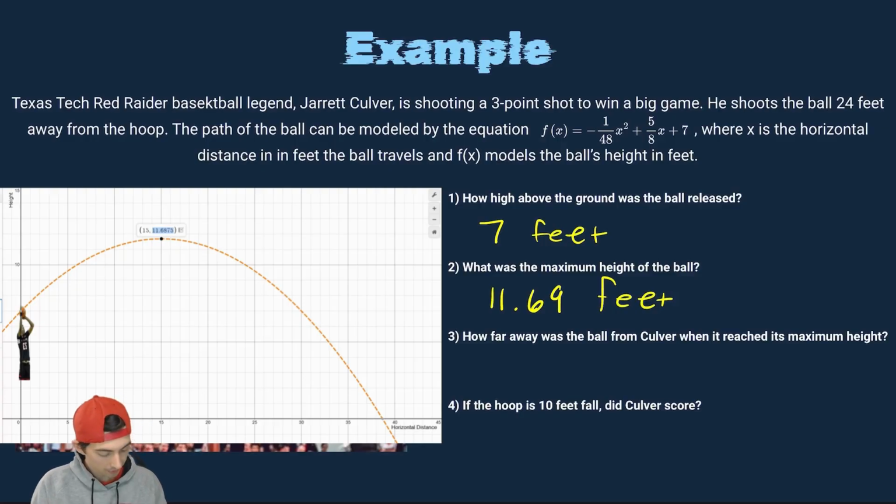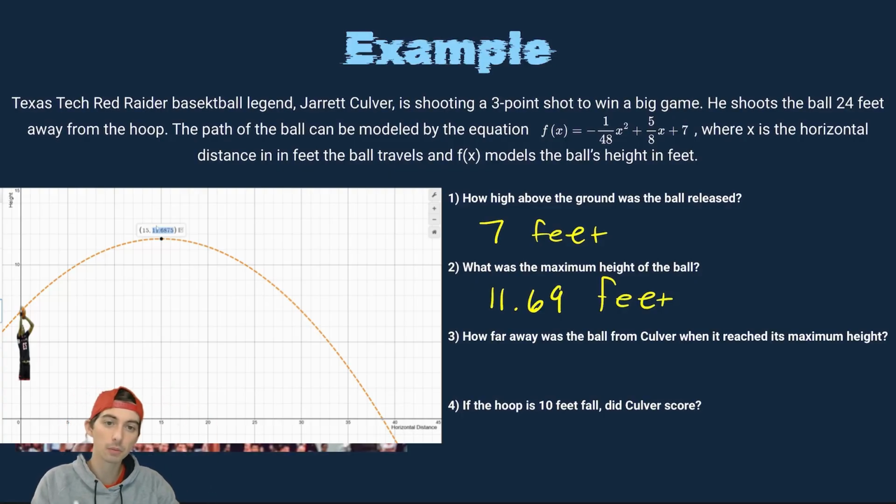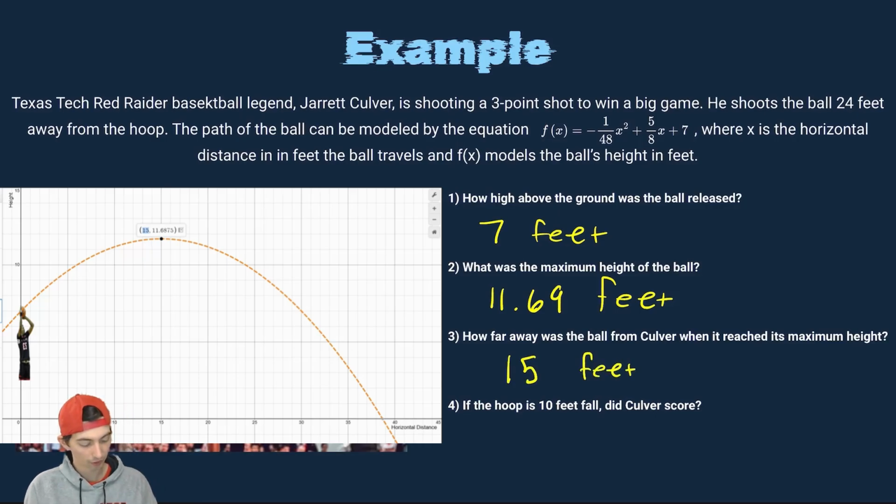And so question 3, we want to know how far away from Culver was the ball when the maximum height was reached. So now we're thinking about a horizontal distance at its maximum height. Well, that's still going to be my vertex, just now my x value, which in this case is just 15. So we can say the ball was 15 feet away from Culver when it reached that maximum height.